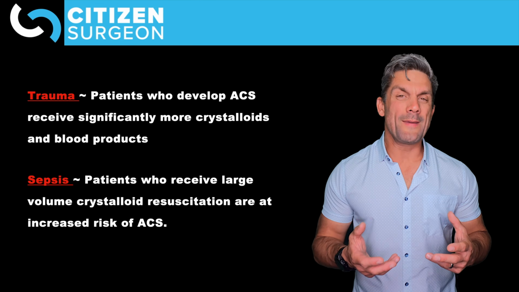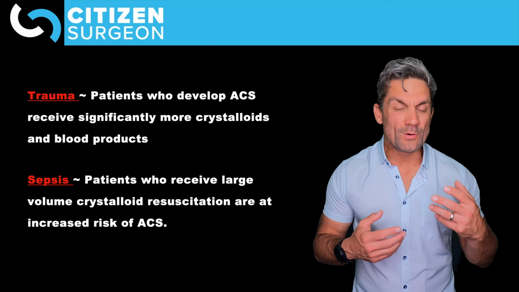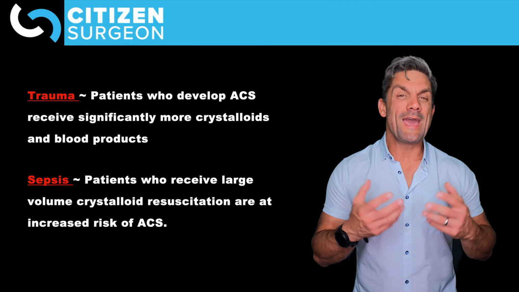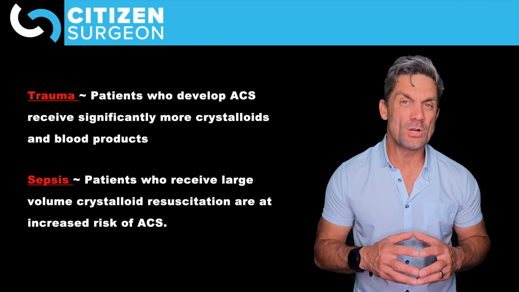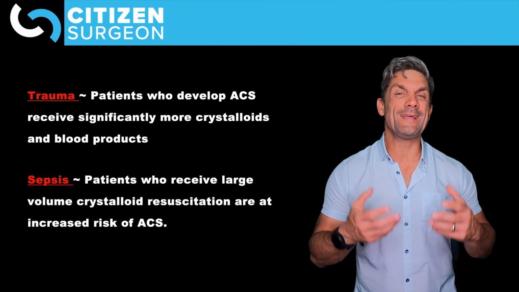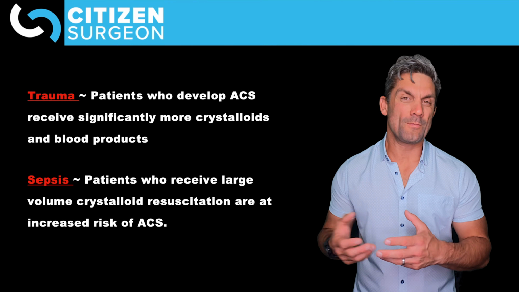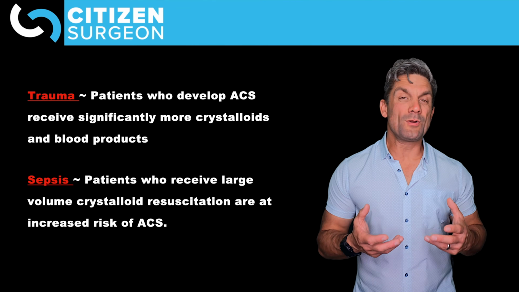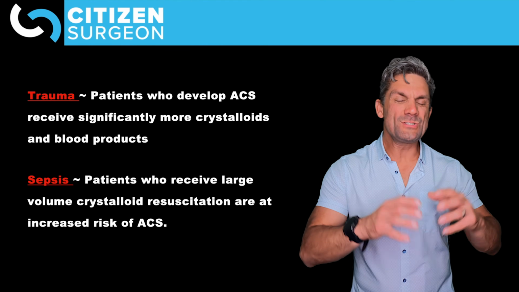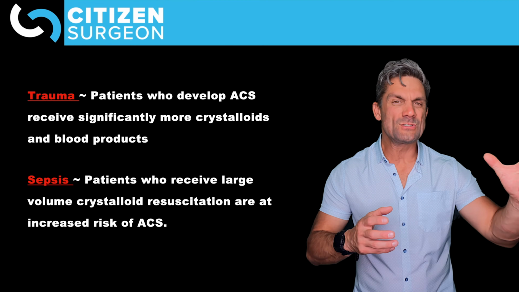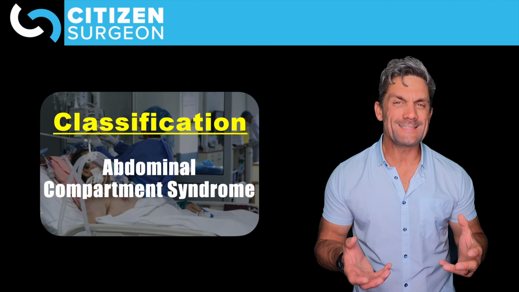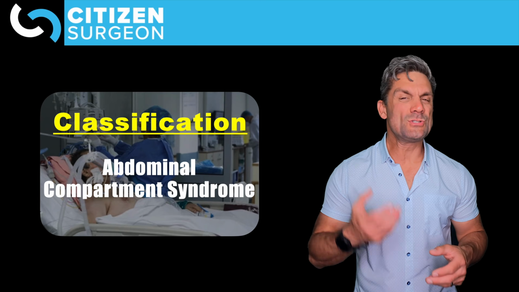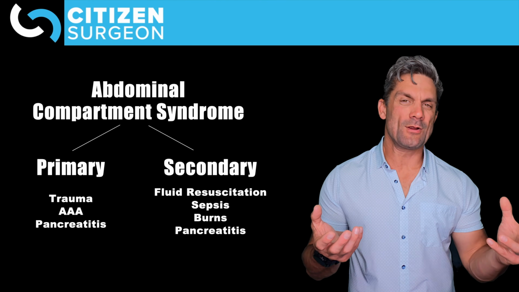When we look at trauma patients, patients who have aggressively been resuscitated with crystalloids instead of blood products have a higher risk of abdominal compartment syndrome. And we see the same pattern in our critically ill medical patients, perhaps with sepsis and septic shock. And so I mentioned this briefly, but now we understand the risk factors, we got our definitions. So how do we classify abdominal compartment syndrome? Well, we can split this into primary and secondary causes.